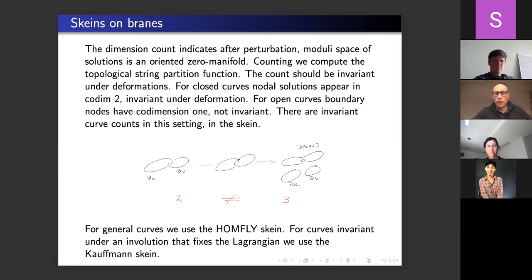For open curves, these nodes, when they happen on the boundary, have codimension 1, and the count is no longer invariant. So if you take this simple example, x times y equals epsilon, and you force epsilon to be a real constant, then epsilon equals 0 now has codimension 1. So therefore, when you deform the data and look at this moduli space, it's actually going to change seriously.